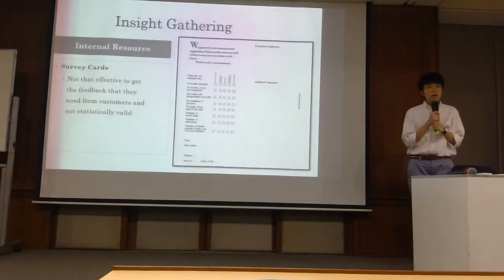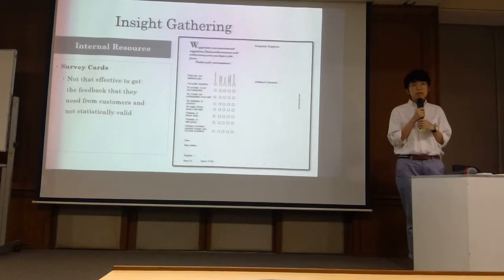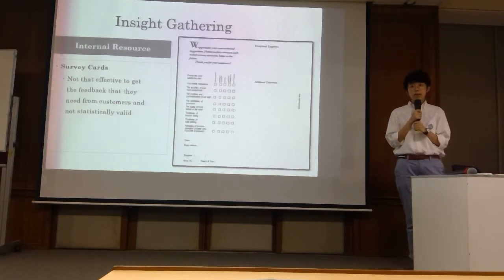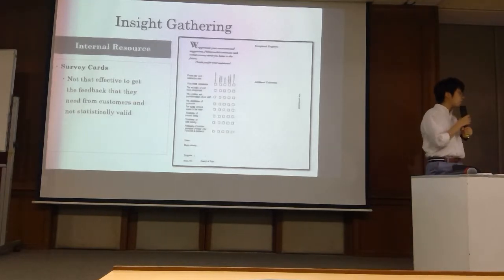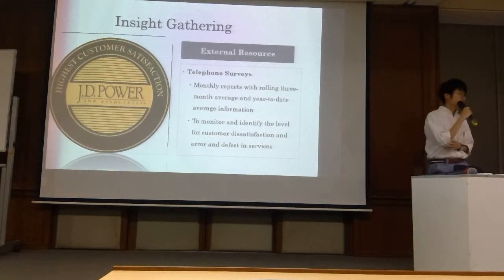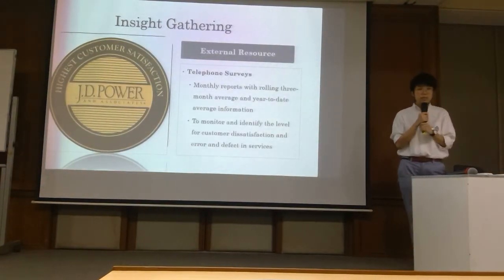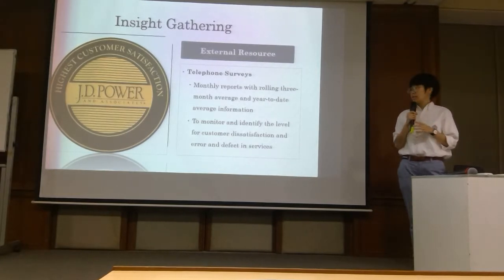Okay. So Ritz-Carlton management realized that their internally collected information cannot be used as an effective tool to see the trend of customer satisfaction, and also proved to be unsatisfactorily invalid. So this is the example of the opinion card that they use. Next. So therefore, they hire JD Power and Associates to help conduct a telephone customer satisfaction survey right after the stay.